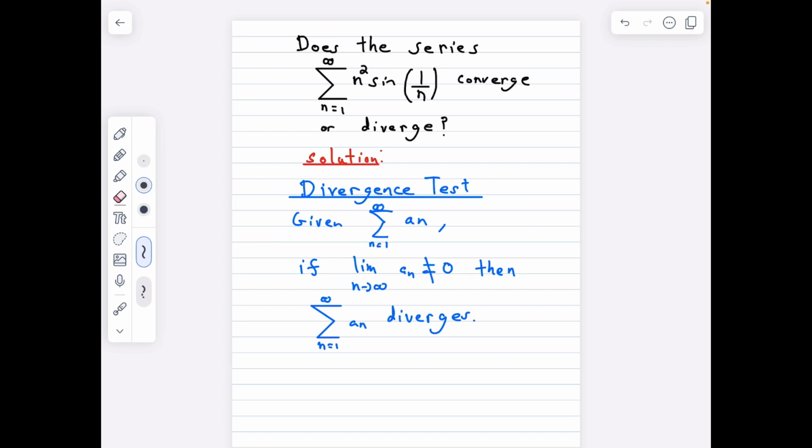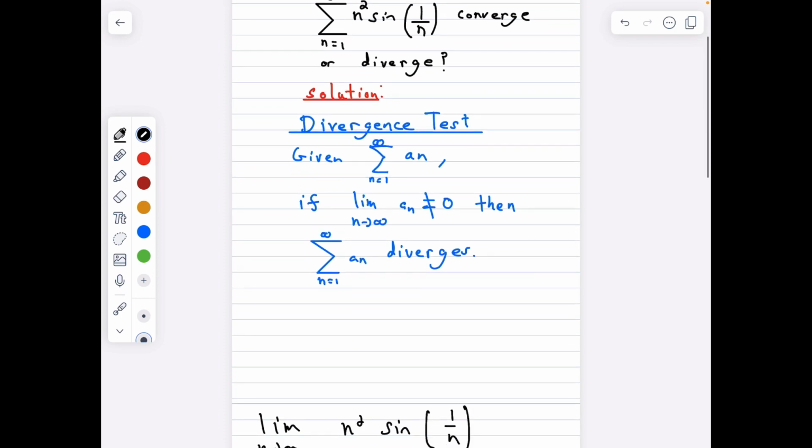If you look at other tests for finding whether a series converges or diverges, they're a little bit more involved and require more steps. But here we just have to take a look at limits, and we have tools for limits that we've learned before, which we'll use today. So let's go ahead and apply the divergence test here.